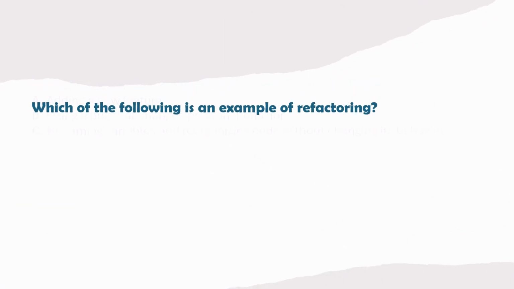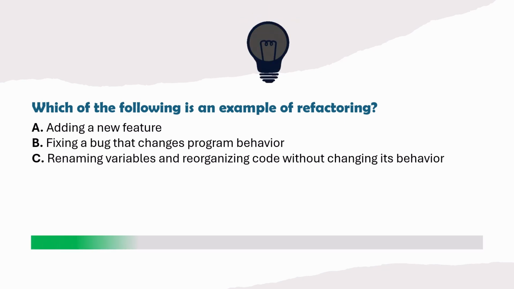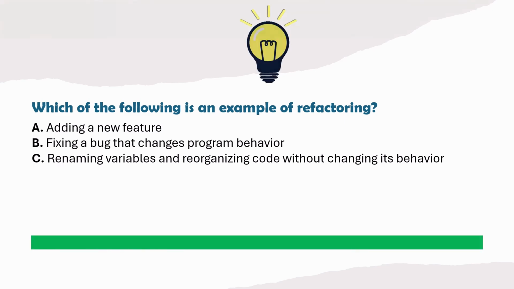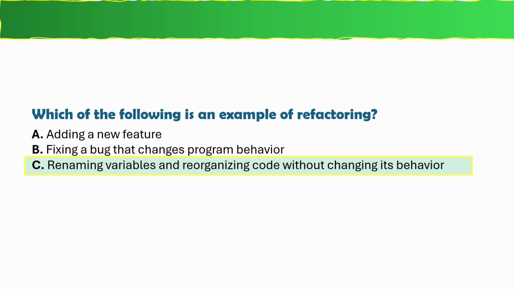Next, which of the following is an example of refactoring? The correct answer is C. Refactoring focuses on improving the internal design of the code while keeping its external behavior exactly the same. Adding features or fixing bugs changes what the software does, so those activities are considered development or maintenance, not refactoring itself.